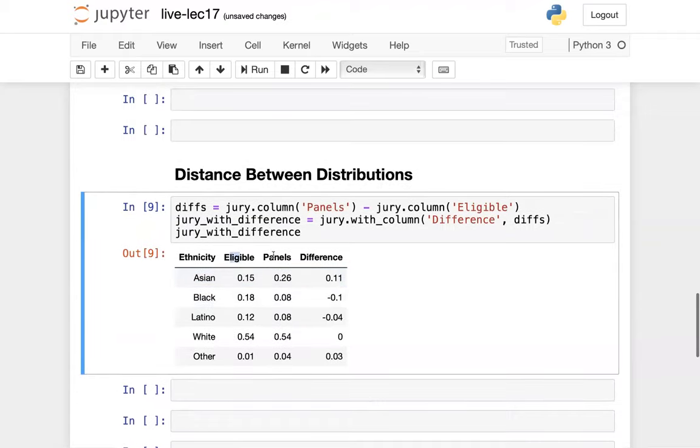So here we have, again, eligible, the panels, and then the difference. So basically what this is saying is that for the Asian population, the difference between the percentage that was Asian in the panel versus eligible was positive 11%. For Black, it was negative 10%. For Latino, it was negative 4%. For white, it was basically 0, and so on. So we're basically calculating a difference here. This is one way that we could try to think about the difference between the two. And now we have the difference between these two. If we want to combine this all into one number, what are some ways we could try to do that? We have these differences here laid out for us.